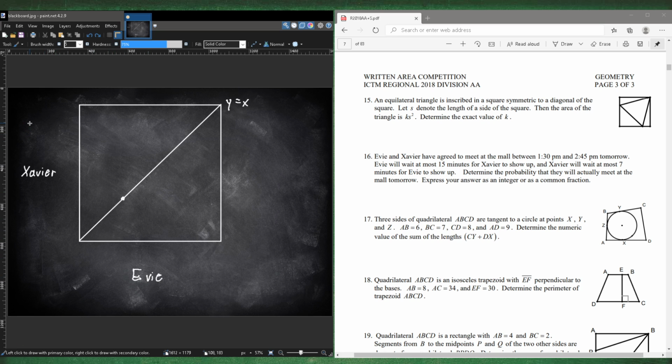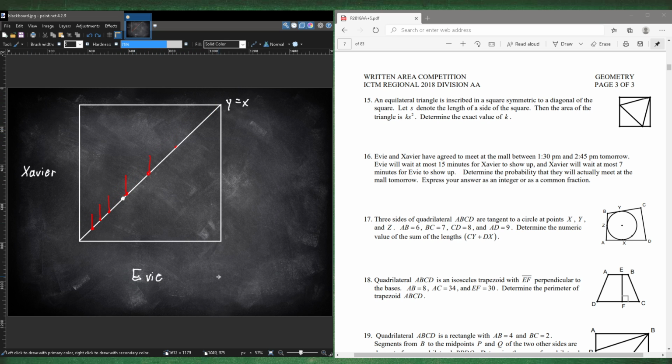So if Evie comes first, she will wait 15 minutes. So at every single point, she will wait 15 minutes, and so on for every single point. And then basically, what is the area that's made by all these points? Well, you could think about this as just another line that's connecting the tips of those 15 minutes.